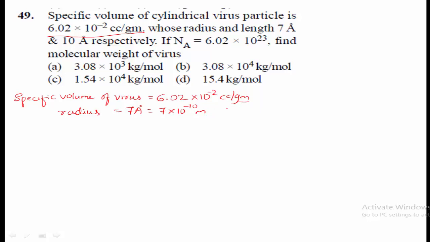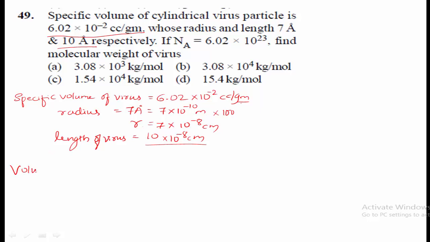Since the volume is given per gram, convert that into centimeter. How will you convert? Multiply it with 100. So what you will get? 7 into 10 raised to minus 8 centimeter. That is the radius of virus. Then length is also given. Length of virus is 10 into 10 raised to minus 8 centimeter. Here they have given 10 angstrom, so 10 into 10 raised to minus 10 meter, and when you convert that, you will get 10 into 10 raised to minus 8 centimeter.